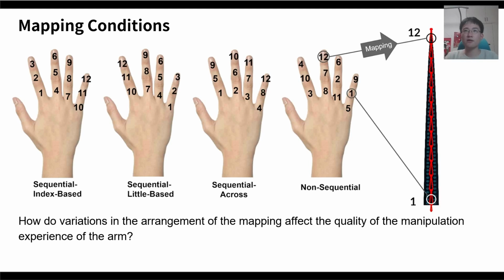In the sequential index-based condition, the joints of the index finger were mapped to the base of the avatar, and the joint of the little finger corresponded to the tip of the avatar. The sequential little-based condition was the opposite. In the sequential across condition, the third joint was mapped to the base, and the first joint was mapped to the tip. In the non-sequential condition, the joints were assigned in a predetermined random order. Through the experiment, we investigated how variations in the arrangement of the mapping affect the quality of the manipulation experience of the arm in relation to anatomy and body cognition.